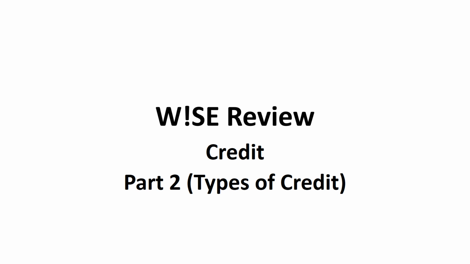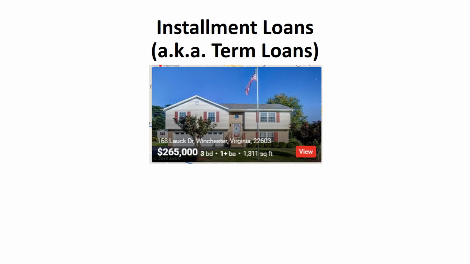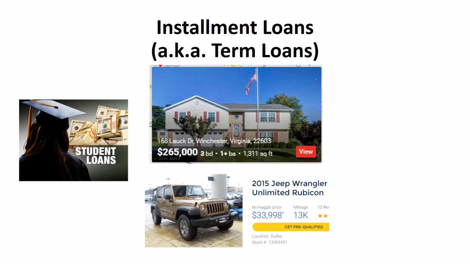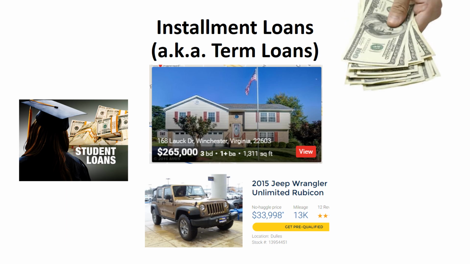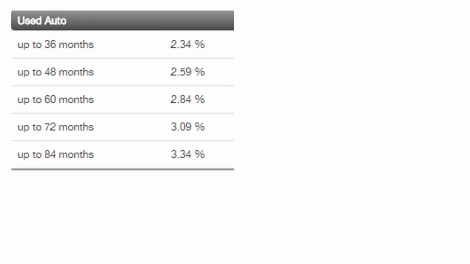This WISE review will continue looking at the content area of credit, and we'll focus on the types of credit. First type of credit we're going to talk about is something called an installment loan, also known as a term loan. This is the normal loan like you get for a house, maybe a car. Your student loans will be term loans, and even if you're just getting a loan of cash.